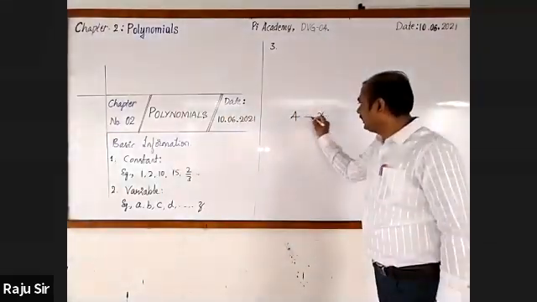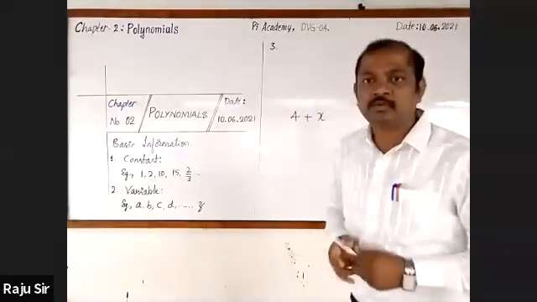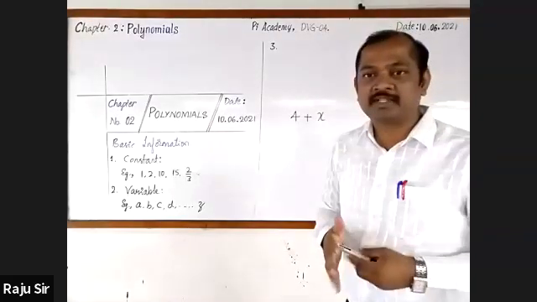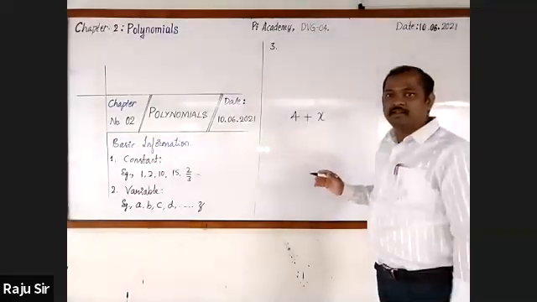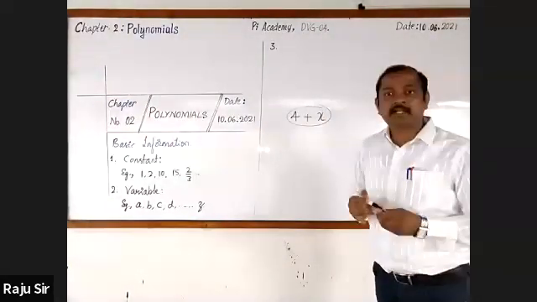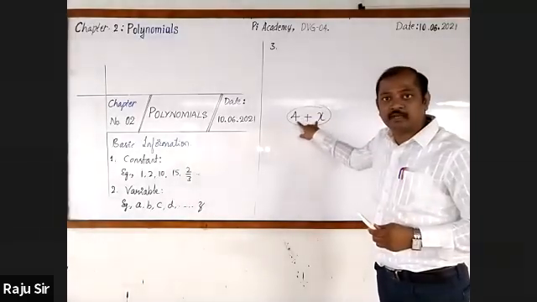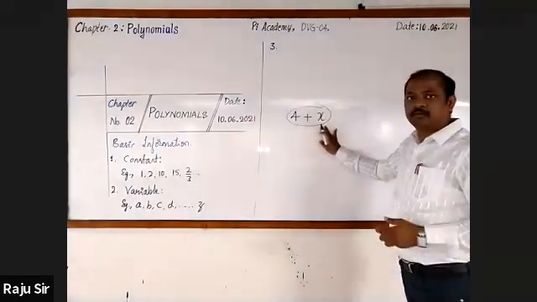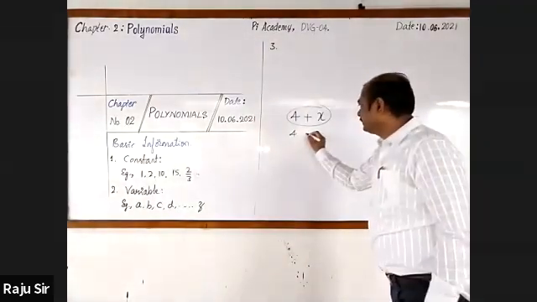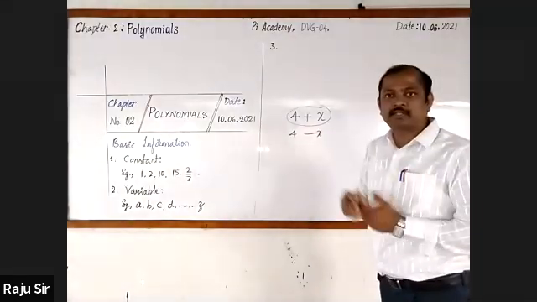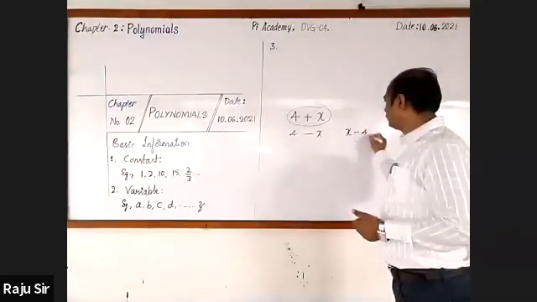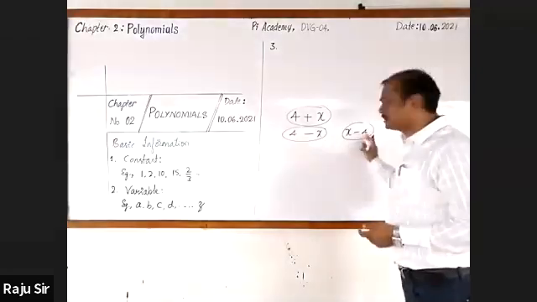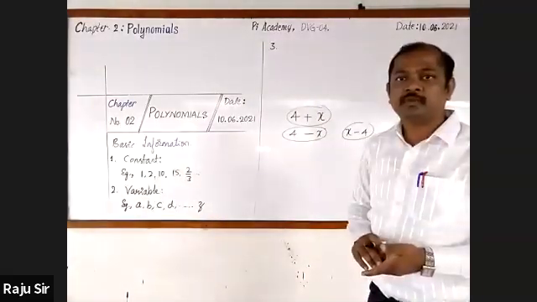We know how to apply fundamental operations on a constant and a variable. If I add 4 and X, what will be the sum? It is 4 plus X only, because these two are unlike terms. It's not 4X, it is 4 plus X only. If I find the difference, it may be 4 minus X or X minus 4. 4 minus X is always 4 minus X only. X minus 4 is always X minus 4 only.